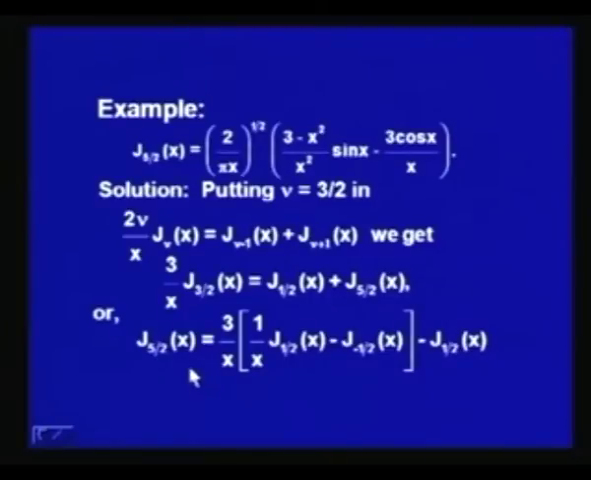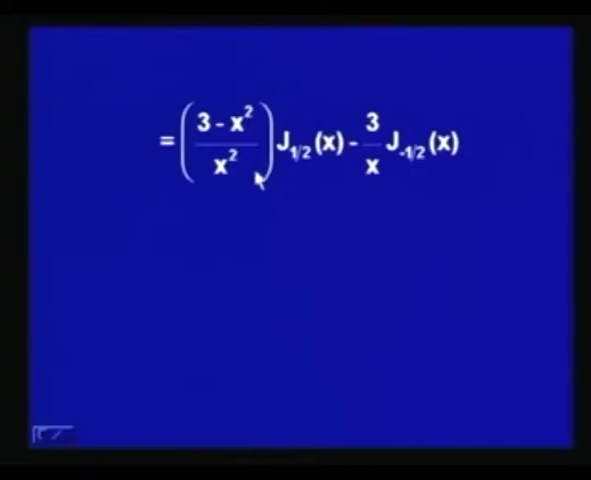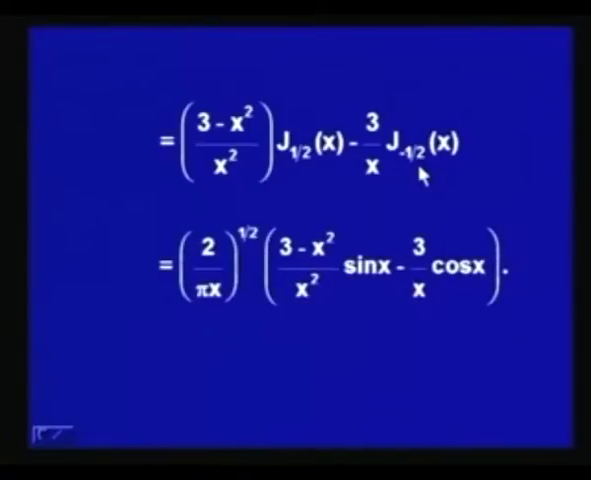So, the value of J_{5/2}(x) becomes (3/x)[(1/x) J_{1/2}(x) - J_{-1/2}(x)] - J_{1/2}(x), and when we simplify this, we get the right hand side as ((3 - x²)/x²) J_{1/2}(x) - (3/x) J_{-1/2}(x). Now, we know the closed forms of J_{1/2}(x) and J_{-1/2}(x). So, let us make use of them. We will get the right hand side as (2/(πx))^{1/2} multiplied by [((3 - x²)/x²) sin x - (3/x) cos x].